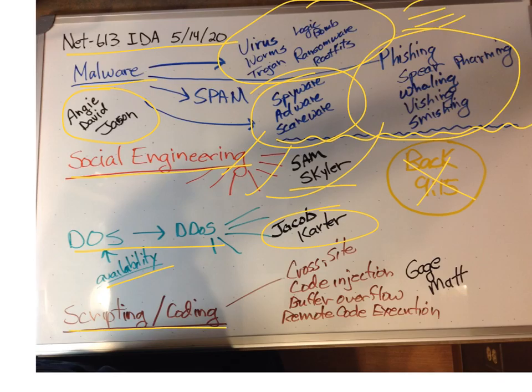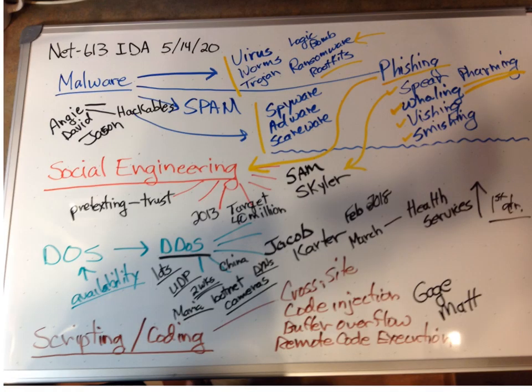And then Gage and Matt talked about scripting and coding and a couple different areas, and they looked up some current definitions and talked about how you design a script or how you code a program can have lots of repercussions on the security, depending on where you use those. Especially, this was a lot of examples on the web.